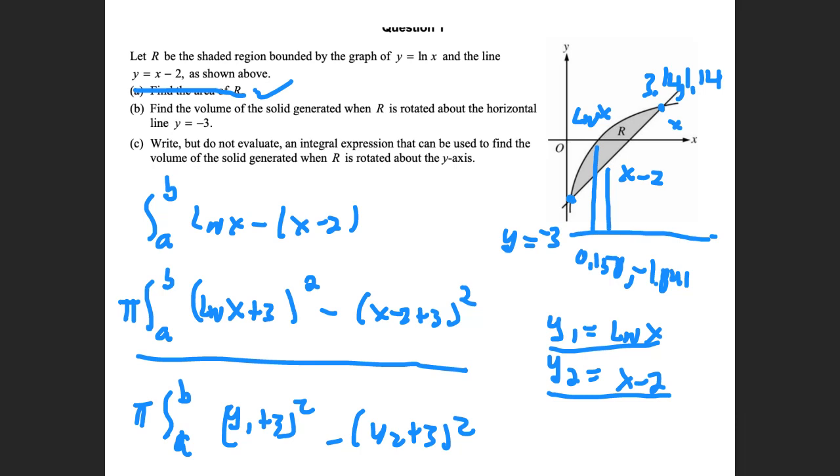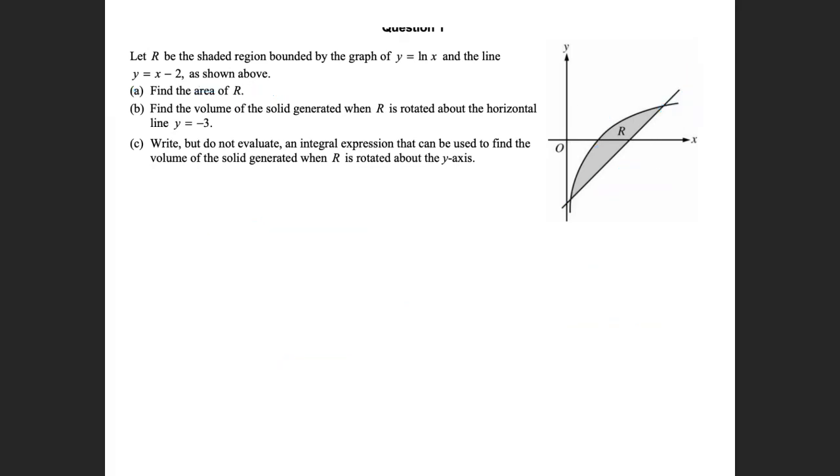Now, the last one, part C, it's a little tricky, okay? So part C says write but do not evaluate an integral expression that can be used to find the volume of the solid generated when R is rotated about the y-axis. Okay, the y-axis. That means that this is my large R, this is my small r. So small r, large R.